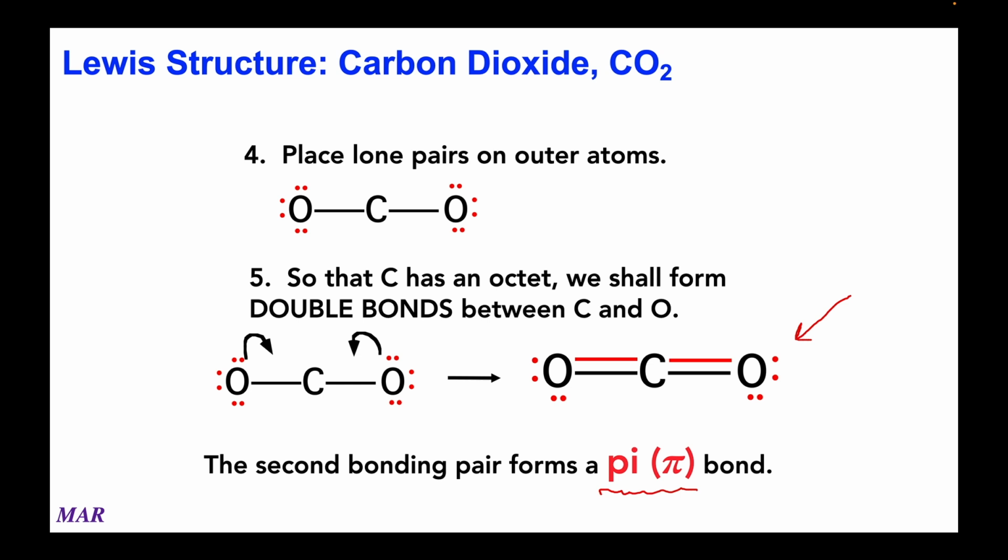So in the CO2 structure, the black lines you could think of as sigma bonds, and the red line you can think of as a pi bond. And a sigma plus a pi bond is what a double bond is. We have two double bonds around the carbon in CO2.